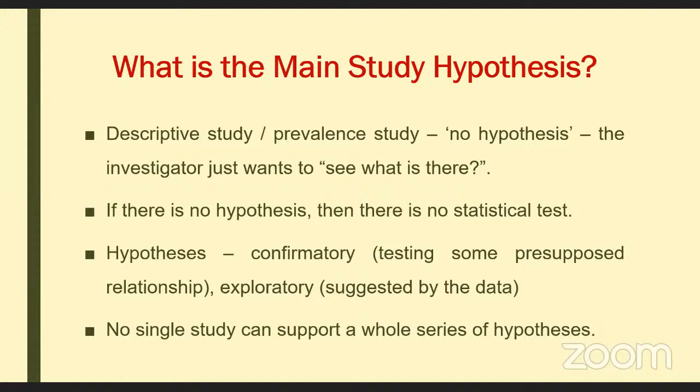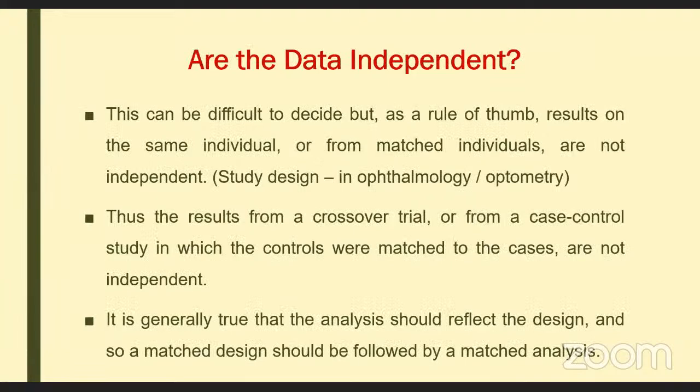If you want to show a relationship between smoking and lung cancer, Viruddhahar and Kushta, any type of skin disorders, which tests are to be applied? So that test is decided by your main study hypothesis. Then, are the data independent?